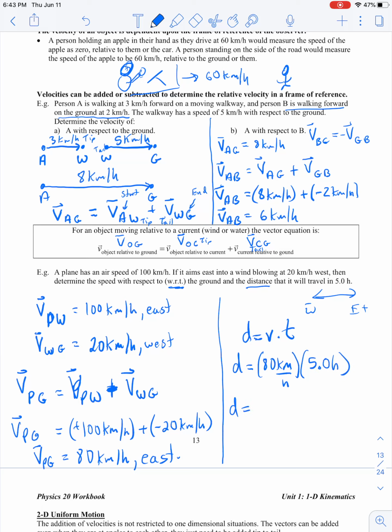And so then that distance is going to be equal to 400 kilometers, sorry, not kilometers per hour. And again, that would be east. In terms of significant digits, I would then record that as 4.0 times 10 to the 2 kilometers east.